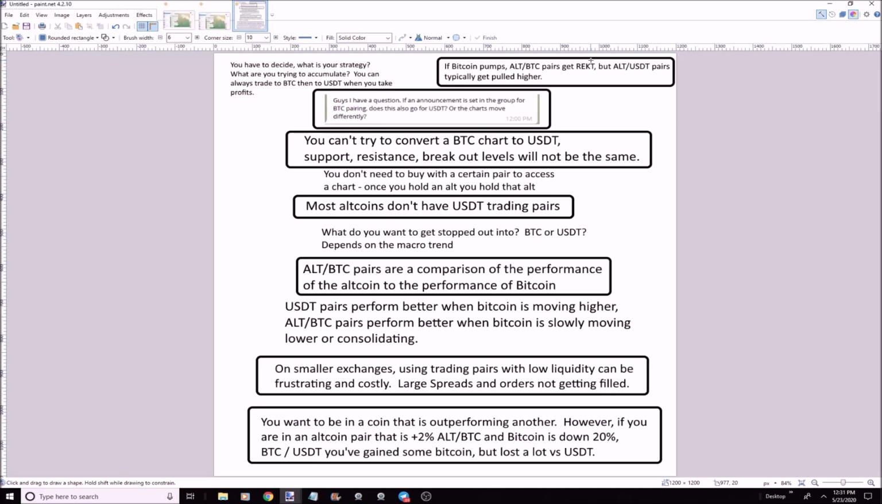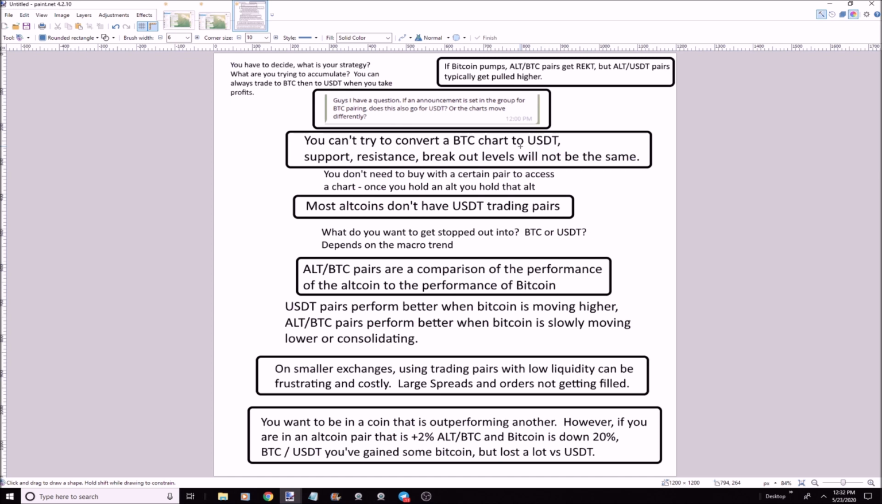Okay, I get a lot of questions about trading pairs. What trading pairs should I use? What chart should I trade? Can I convert? This person said, guys, I have a question. If there's a setup posted in the announcements and it's a BTC pairing, does this also go for USDT, or do the charts move differently? And they do. You can't convert a BTC chart to USDT.